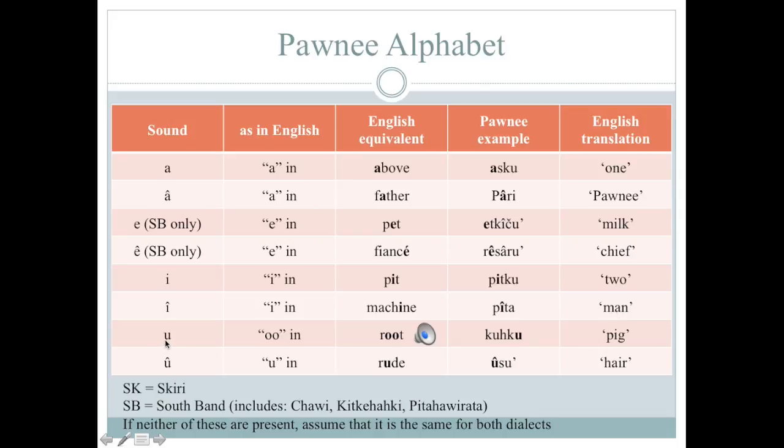The next vowel sound can be between o and u, just like you could pronounce this English word root or root, in the Pawnee example, guh guh, meaning pig. And this final vowel sound in Pawnee is ooh always, in the English word rude, in the Pawnee example, usu, meaning hair.